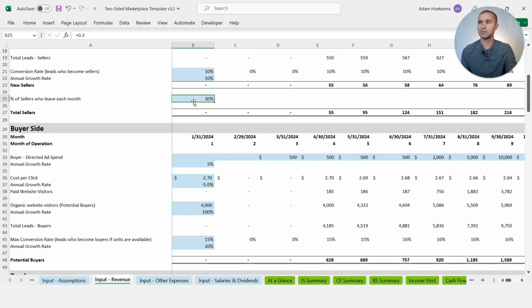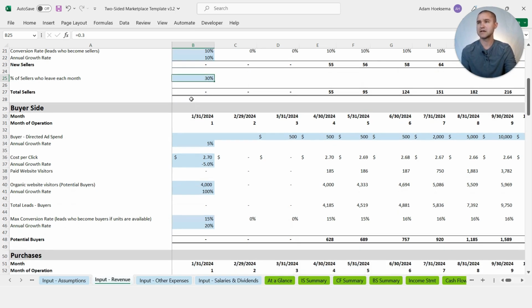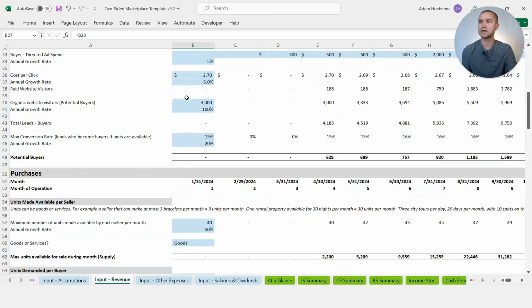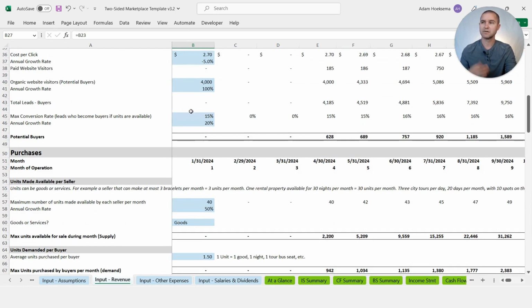Then we also have the ability to say what percentage of sellers leave each month here. And so we kind of expect that there'll be maybe a number of sellers who sign up and maybe never even post their first product for sale. They're just registering. So maybe there's a high churn rate here of sellers. So that will then give you your total number of active sellers on the platform. And then we go through the same exercise on the buyer side. So advertising for buyers, we have a cost per click, we have organic website visitors here, and then some conversion rate of those leads that turn into registered users on the platform as buyers.